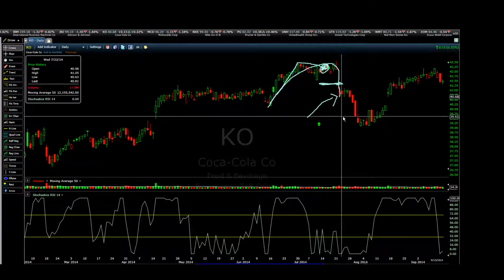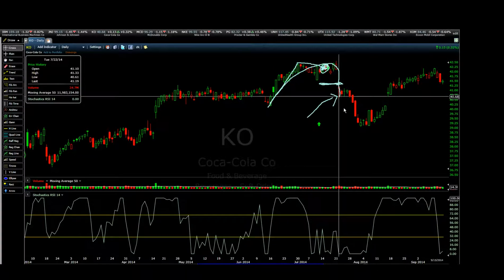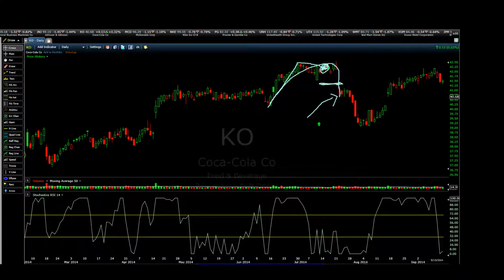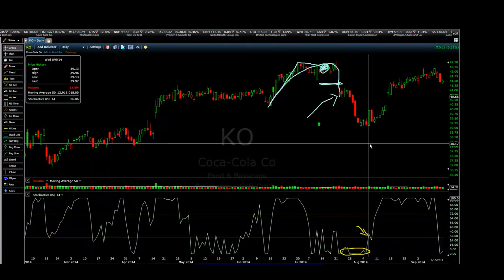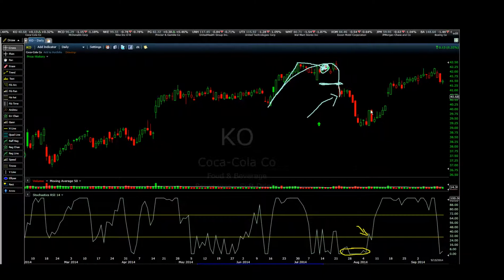The stochastic RSI is here, and you can see that it is in an oversold position over this period of time. So you have to be patient and wait for it to pop back up, which is right over here. The bar when it popped back up was actually this particular green bar over here. So your entry price will be here with a stop below here.